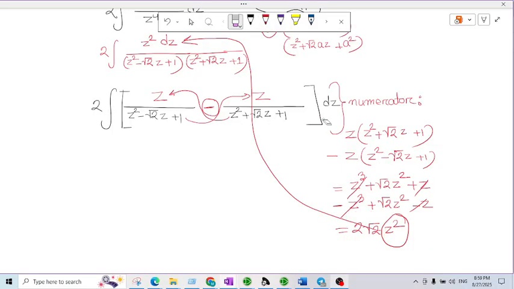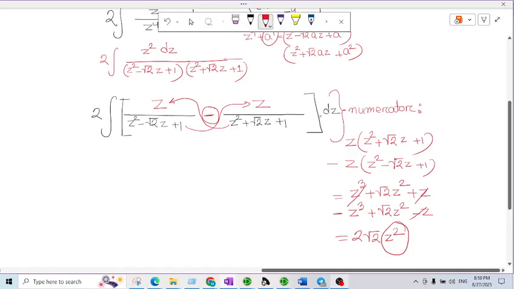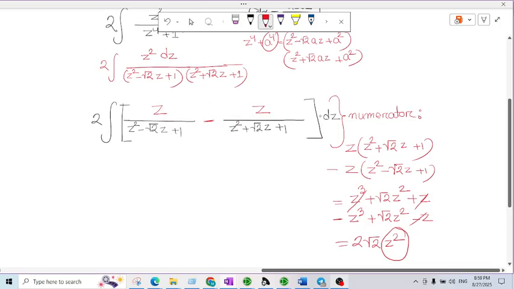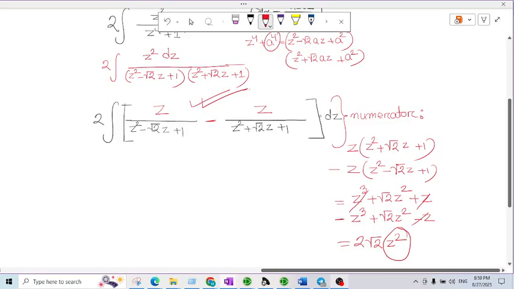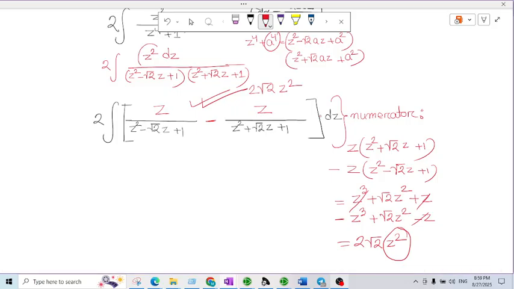Okay, so now let's see what happens here. That means the numerator of this is simply equal to 2 root 2 z square, but we have a z square here, so that means we have to compensate for it. We have to compensate for this extra 2 root 2, and to do this we just need to divide by 2 root 2. Okay, so now let's proceed.